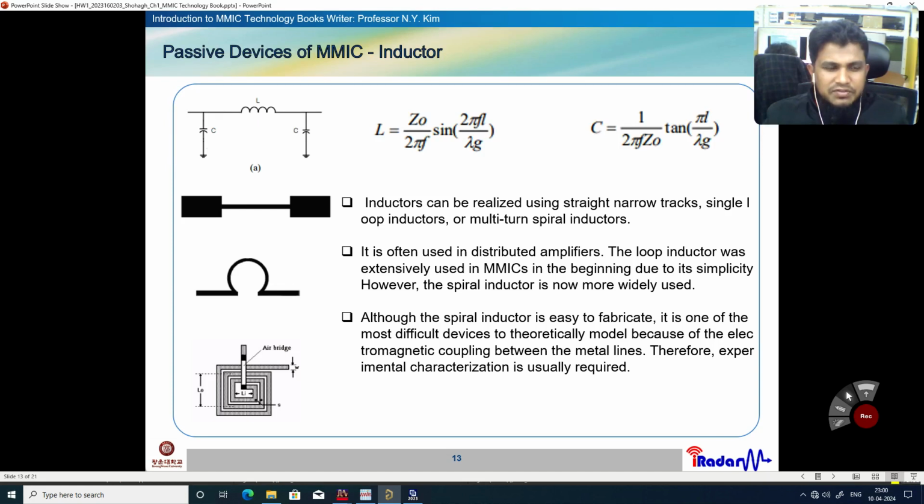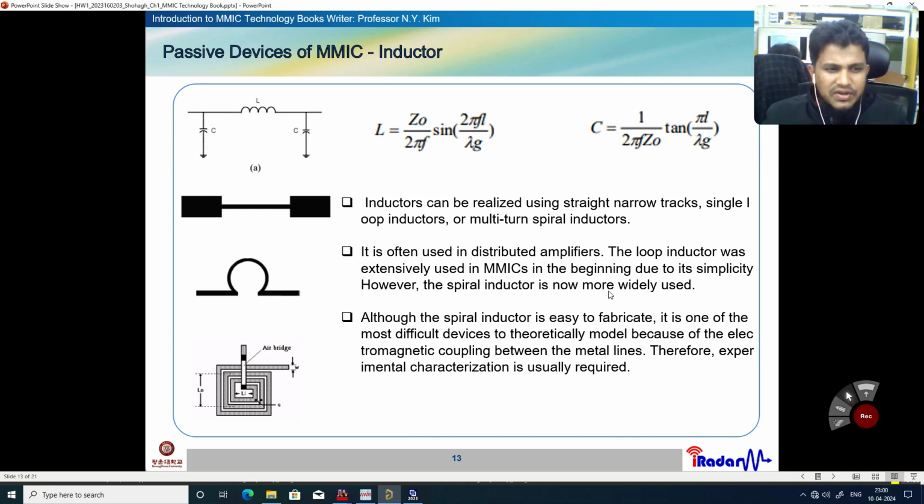Passive device means a device that works for controlling something in MMIC technology, not used directly. So whenever we want to control our device in a monolithic microwave integrated circuit, at that time we introduce some passive components. First up we have the inductor. Everybody knows that an inductor is nothing but a coil. Inductors can be realized using straight narrow tracks, single loop inductors and multi-turn spiral inductors.